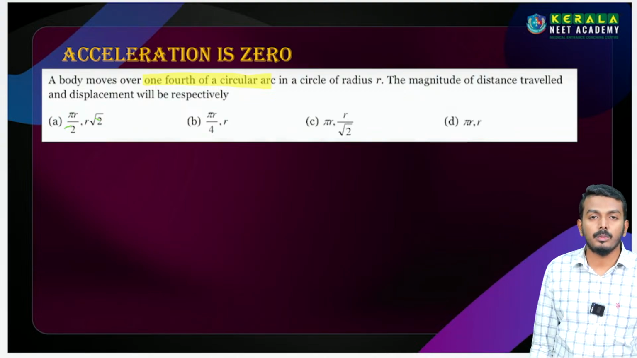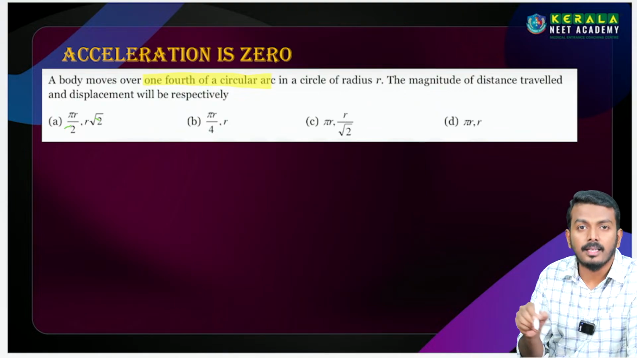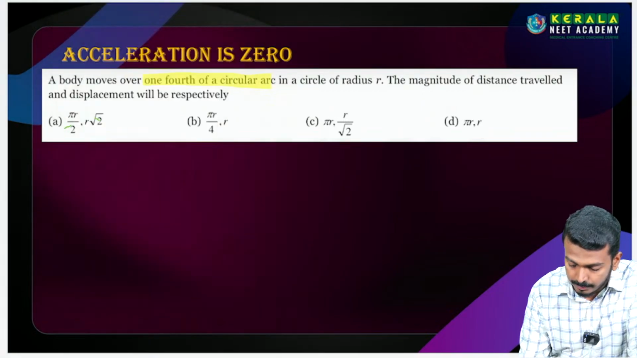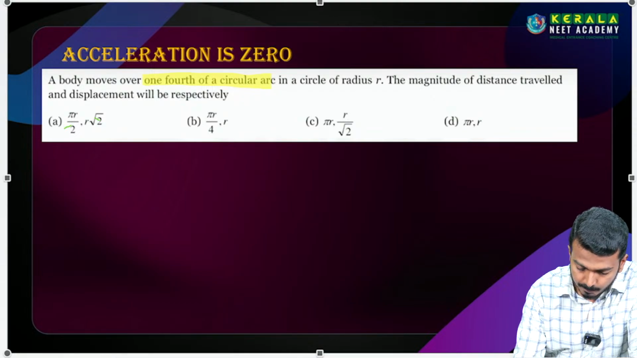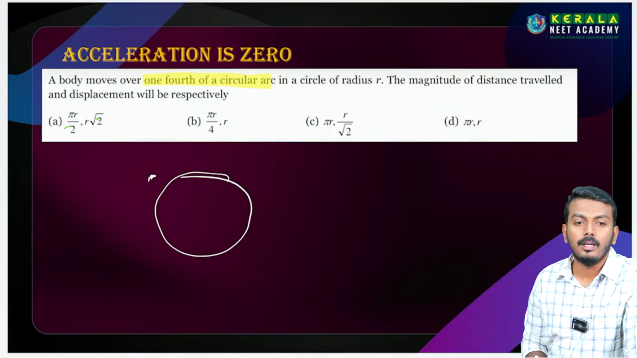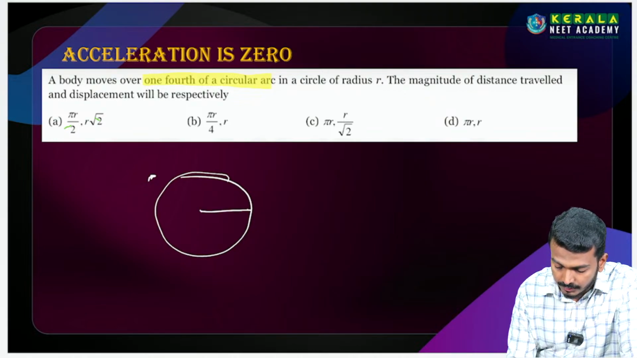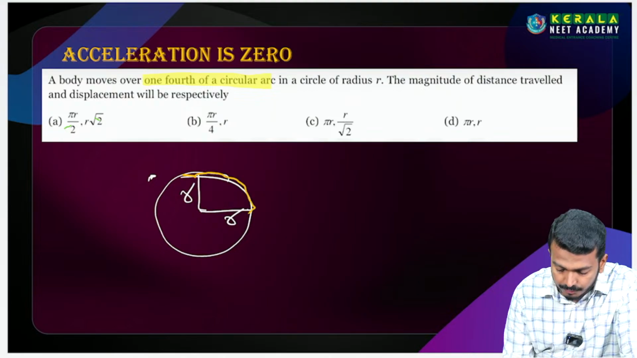What is given in the question? 1/4 of a circle, 1/4 of the distance traveled. That means this is a circle. Taking the circle, the 1/4 of the distance. 1/4 is very simple. This is the radius and this is also radius. What is meant by 1/4 of the distance? This is the 1/4 of the distance.